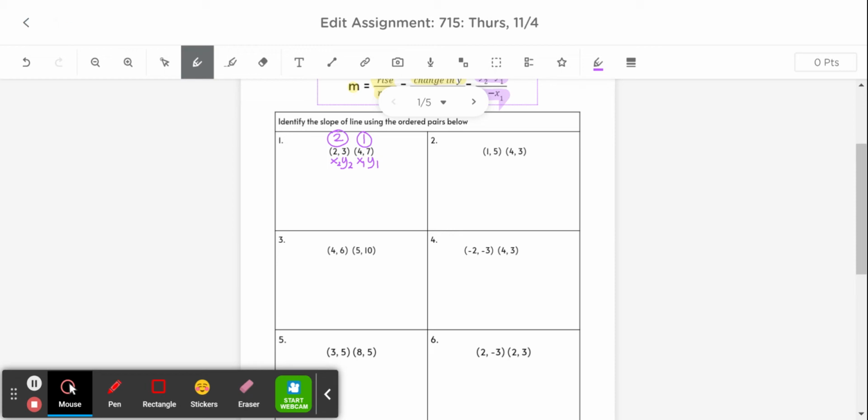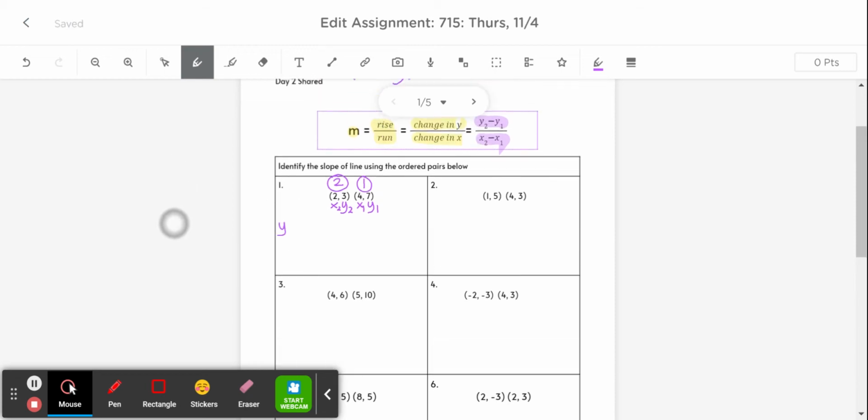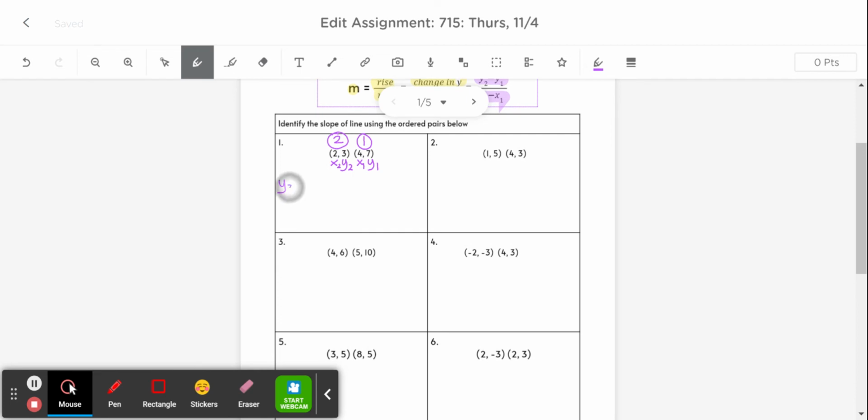Okay, so our formula is y2 minus y1 over x2 minus x1. It doesn't matter which way you do it, so I just wanted to show you that. So now we're going to plug in numbers here.